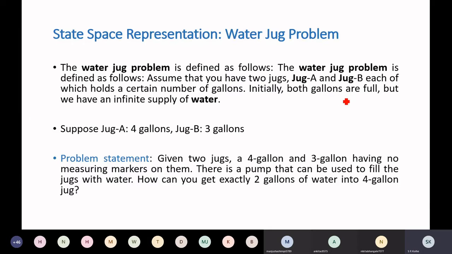Or consider the case that both jugs are empty. In that particular case, suppose this is the 4 gallon jug, and on the right hand side I will write the water in the 3 gallon jug. Both jugs are empty initially. What we want ultimately is 2 gallons of water in the 4 gallon jug, and the second jug, this 3 gallon jug, may be empty or may contain any amount of water. So how to do that?